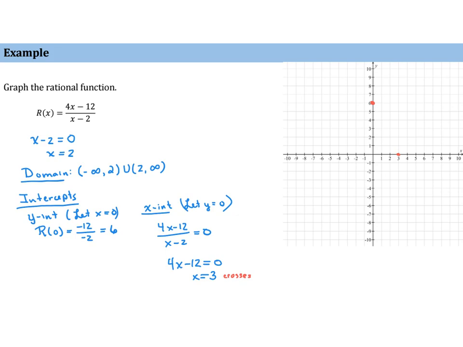Now let's look for any vertical asymptotes or holes. To do that, let's see if we can simplify r of x. We can factor out a 4 from the numerator, and then the denominator is x minus 2. It cannot be factored. Notice nothing cancels. So that means that the denominator, which is still there, corresponds to a vertical asymptote of x equals 2. So x equals 2 can go on our coordinate plane as a vertical asymptote.